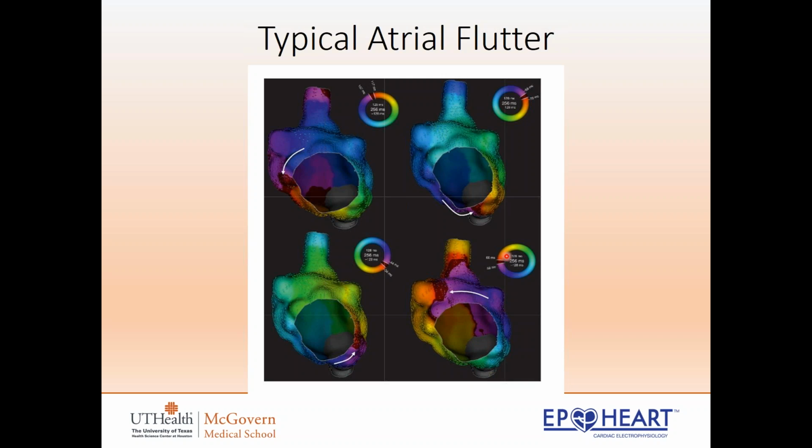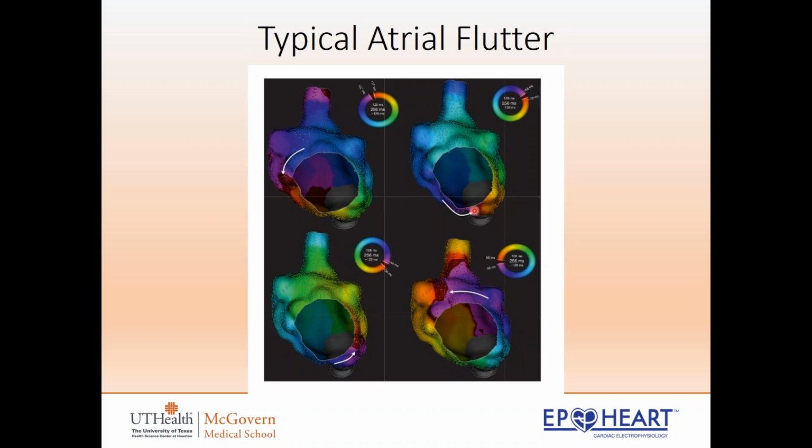So this is what typical flutter, those sawtooth atrial patterns that you're used to seeing on an EKG, looks like inside the lab. The person sitting at the system has taken all these points and they've actually found where the circuit is going. And in typical flutter, the circuit goes around the tricuspid valve. At this point in time, we have to decide, okay, I know where the circuit is. How do I terminate it? How do I burn it?